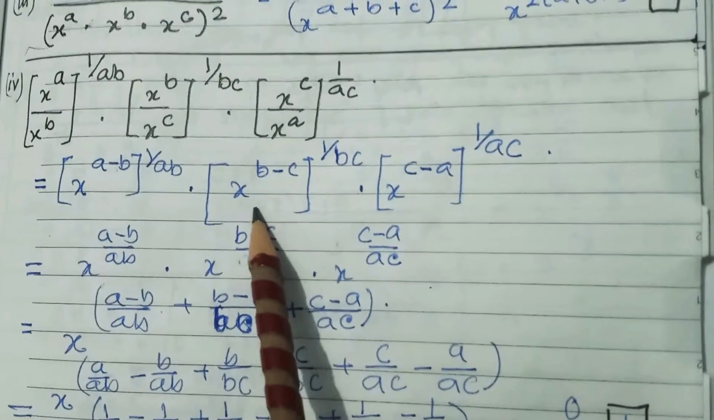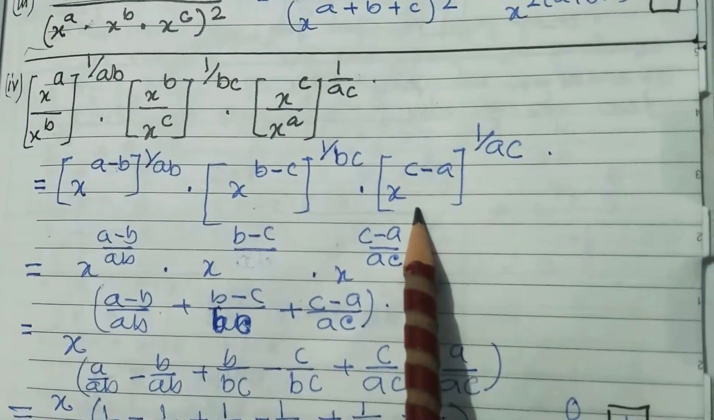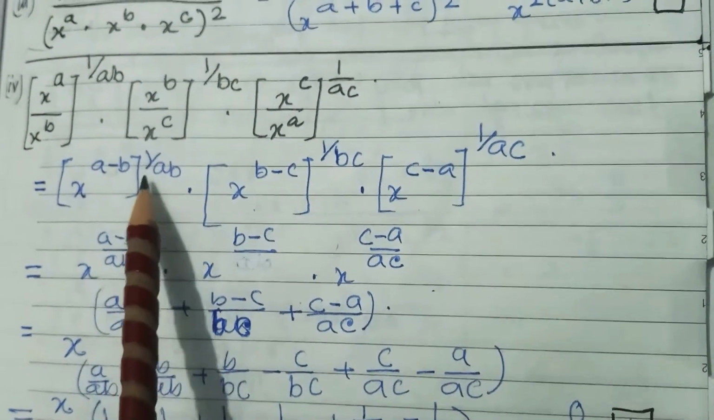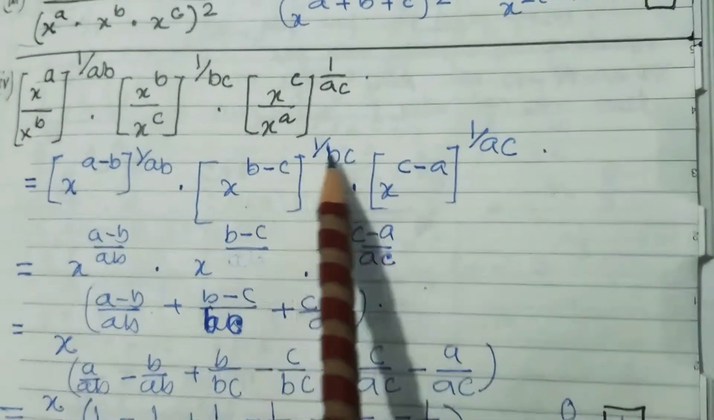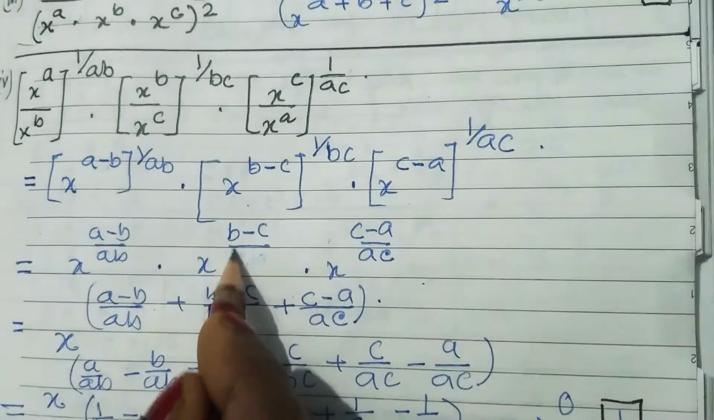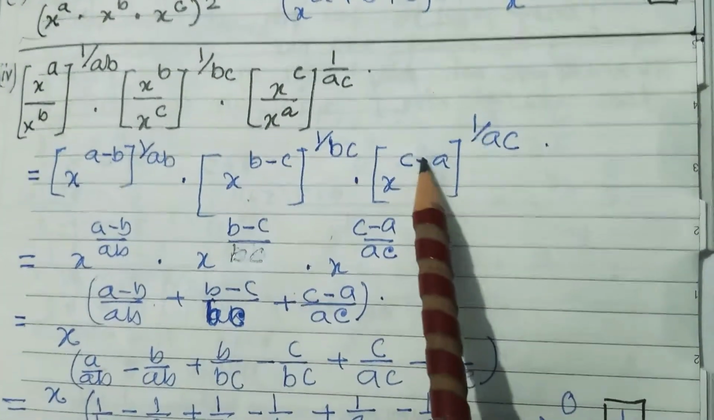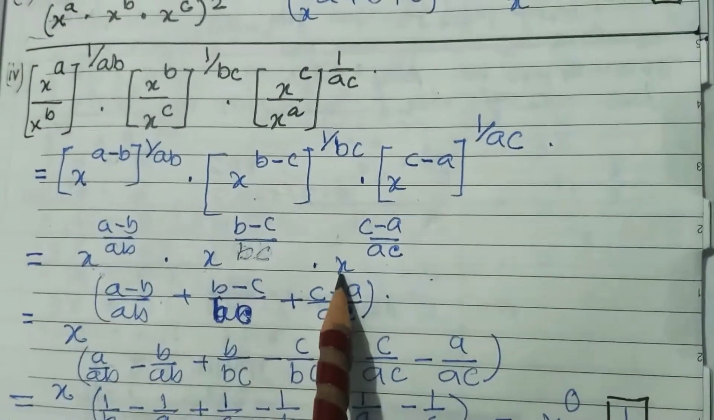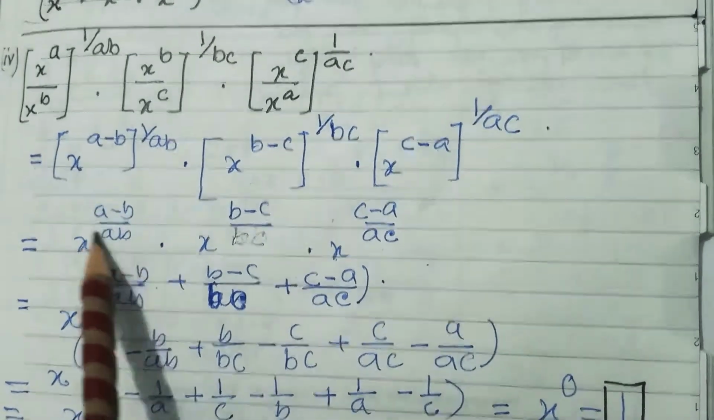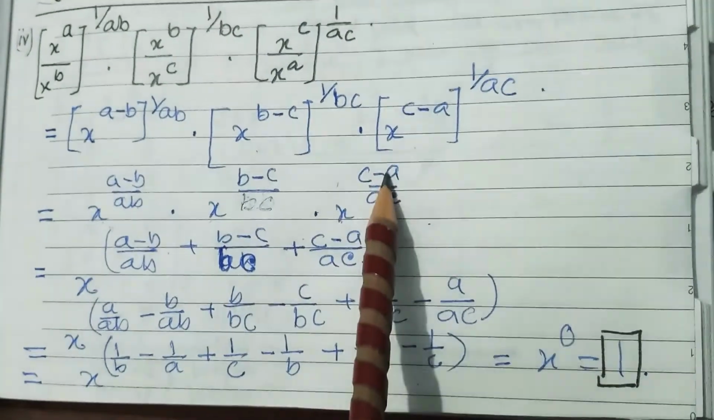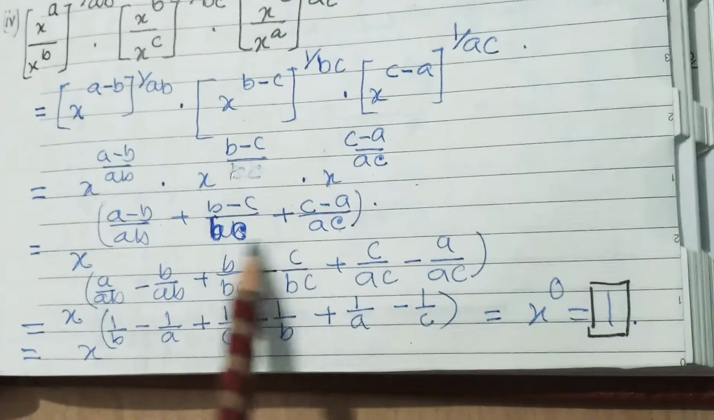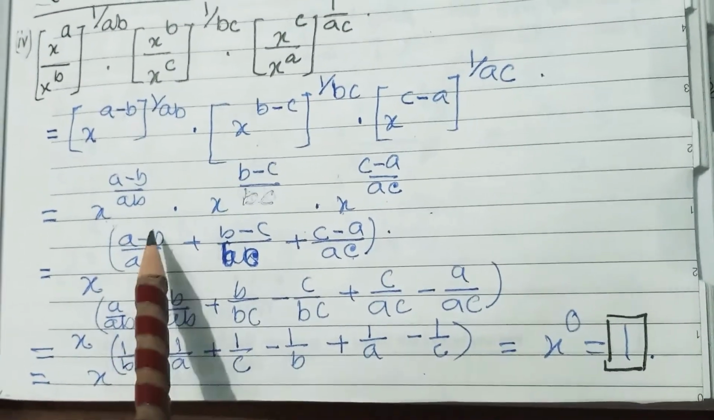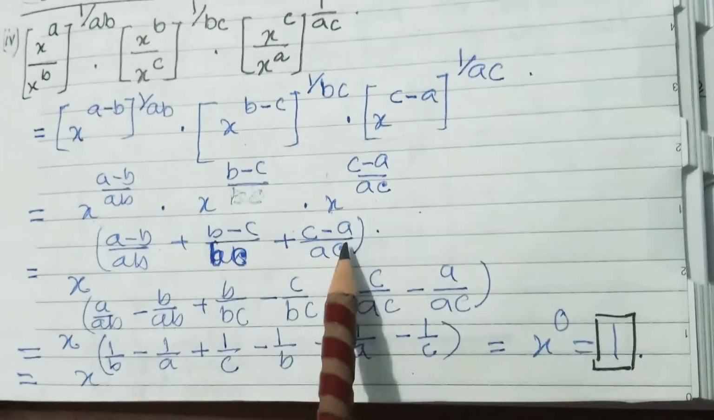Same this one and same this one also I have done. Now for this, power should be multiplied. So a minus b upon ab, b minus c upon bc, and c minus a upon ac. Now power base same. So x to the power this plus this plus this. Okay. Now if you add this 3, now look at here, a upon ab minus b upon ab. In this way you can break it.